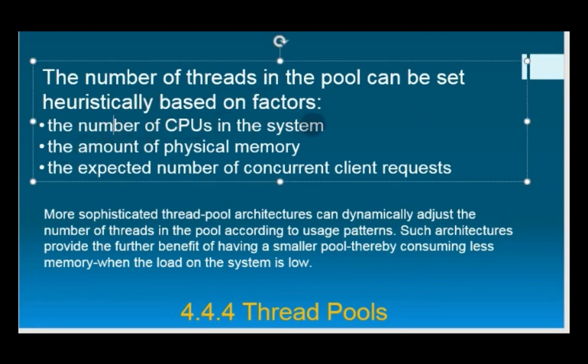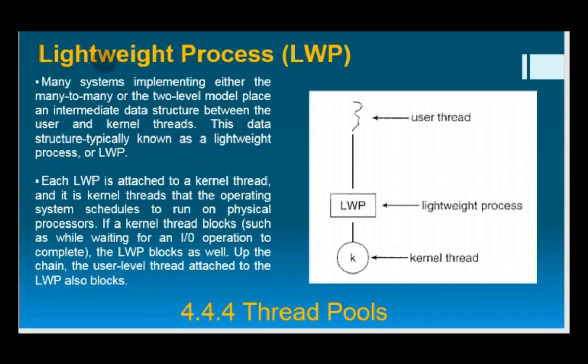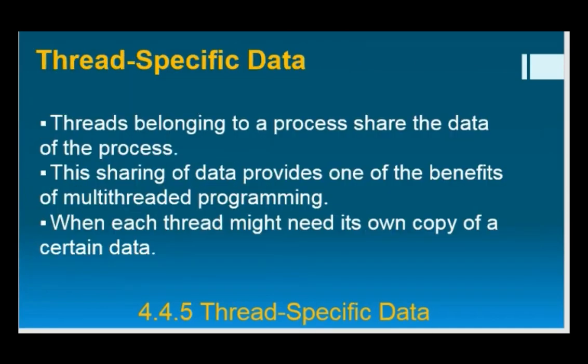The number of threads in the pool can be set heuristically based on factors such as the number of CPUs in the system, the amount of physical memory, and the expected number of concurrent client requests. More sophisticated thread pool architectures can dynamically adjust the number of threads in the pool according to the usage pattern. Such architectures provide the further benefit of having a small pool, thereby consuming less memory when the load on the system is low. Now let's talk about thread-specific data.